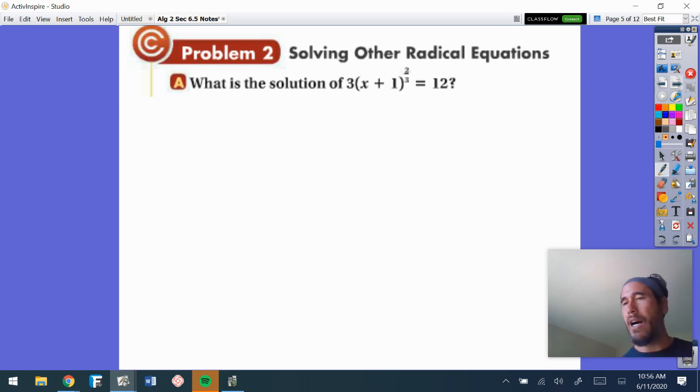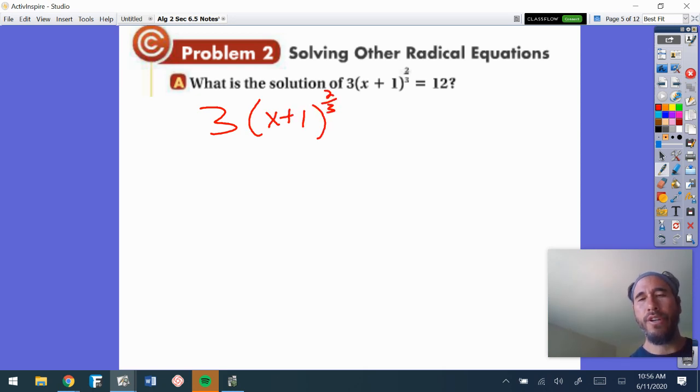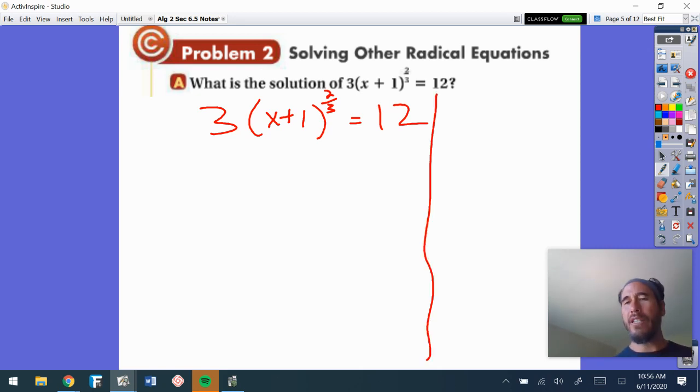All right, let's rewrite this problem. It's 3x plus 1 to the 2/3 equals 12. Now remember, a rational exponent is a form of a radical, right? I could actually rewrite this problem as 3. The number on the bottom is our root, remember, right, class? And then that's your power, equals 12.